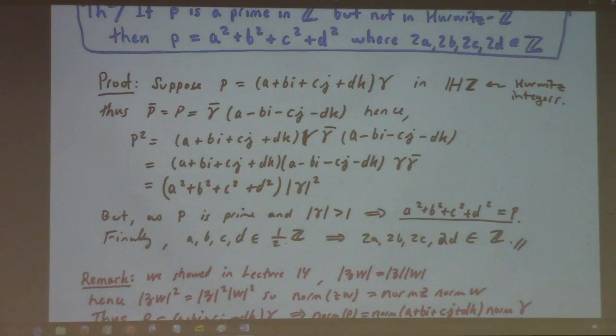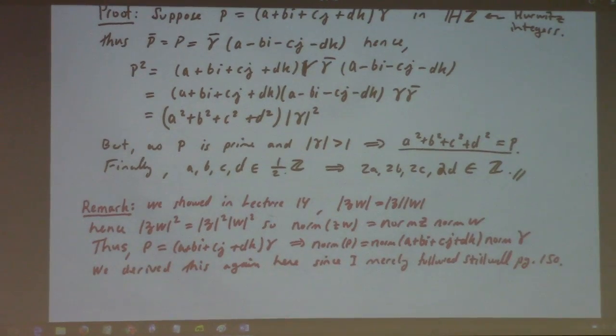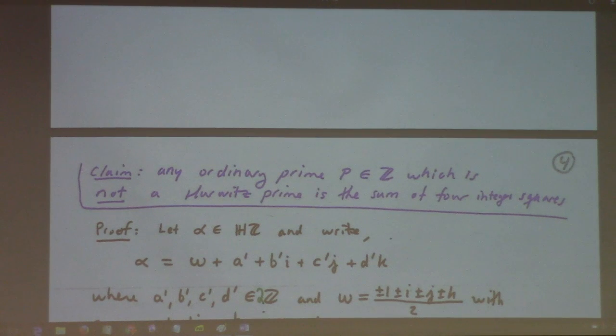I've kind of put the cart before the horse here. I probably should have done the Gaussian integer stuff first. Oh well. I just got carried away with this quaternion stuff, so let me keep going. Another claim, an ordinary prime in the integers which is not a Hurwitz prime is the sum of 4 integer squares.